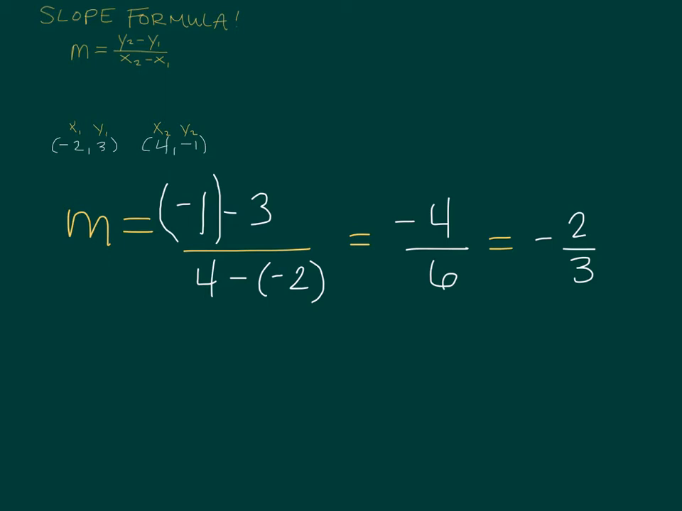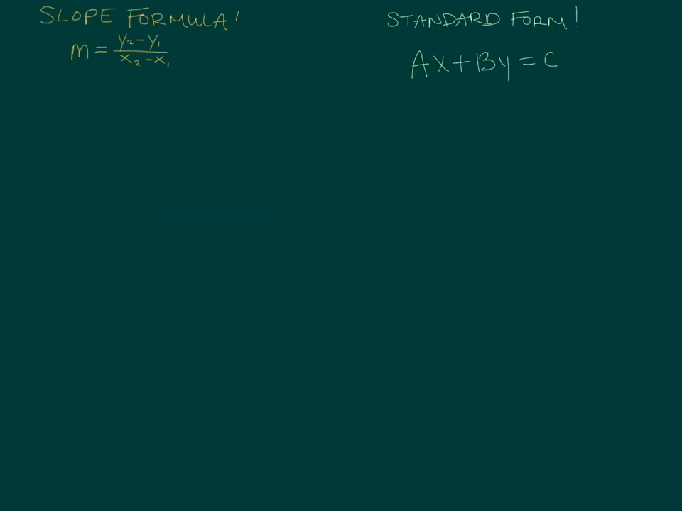Now I'd like you to try part B of example 1 and check your answer as it's written in the book. So now we're going to talk about slope in terms of this formula, which we were looking at in the last section, the standard form of a linear equation, ax plus by equals c.